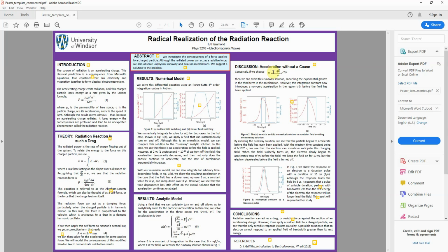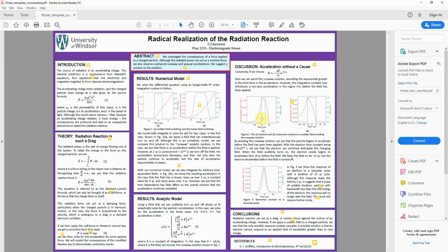And so this is part of this discussion: instead of this runaway solution, we're discussing this acausal acceleration, which is a big no-no in physics. It's violating a fundamental tenet in physics that things have causes. They're action reactions. So as I said before, the discussion is worth 40 points.